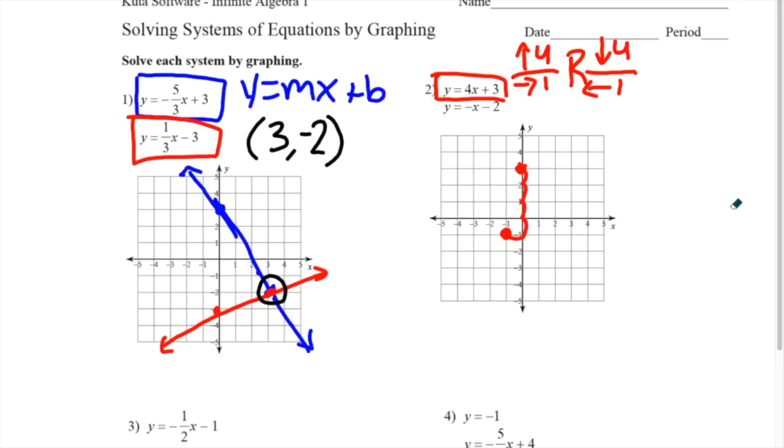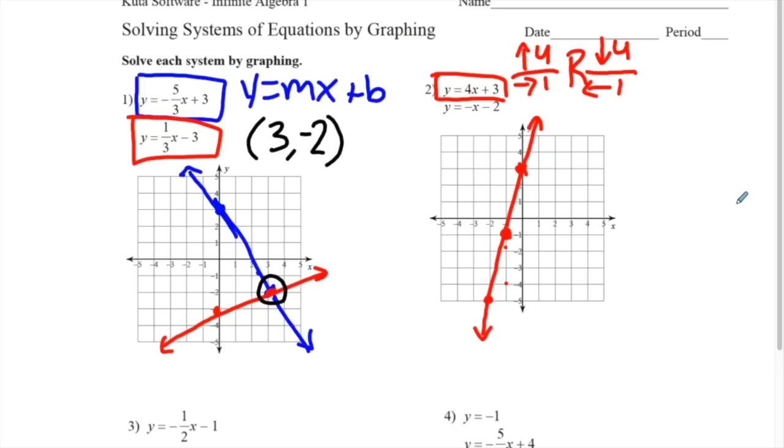So now I have my 2 points. And actually, I can keep that going. I can keep going down 4. 1, 2, 3, 4, and left 1. It looks like that's all the points I can make. I'm going to connect my dots.